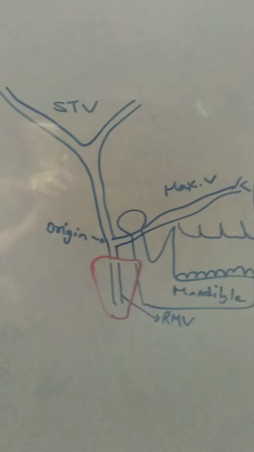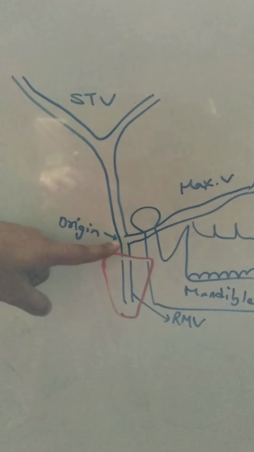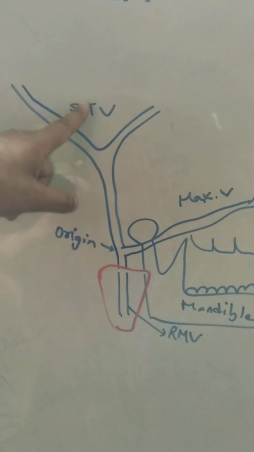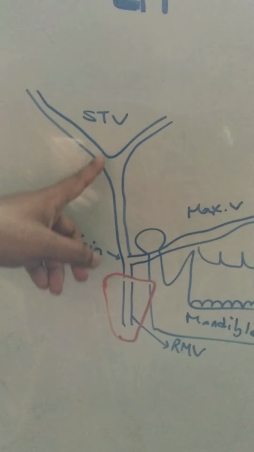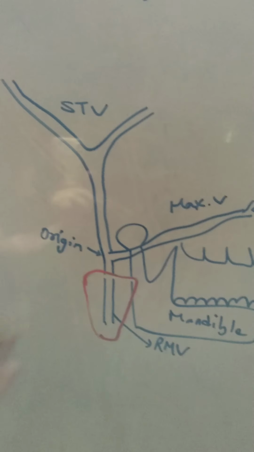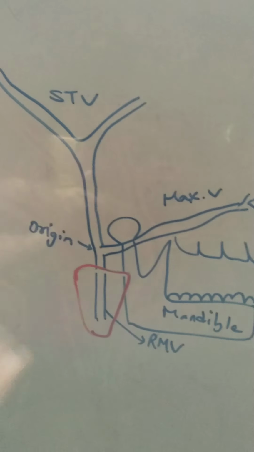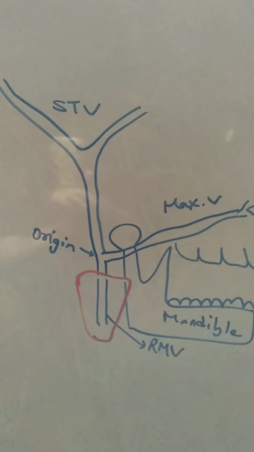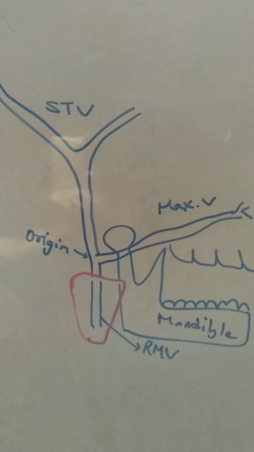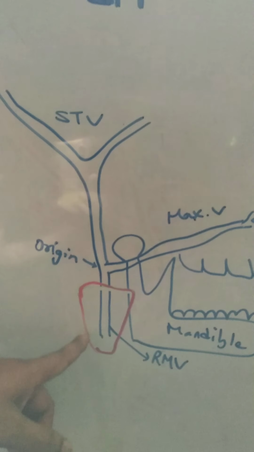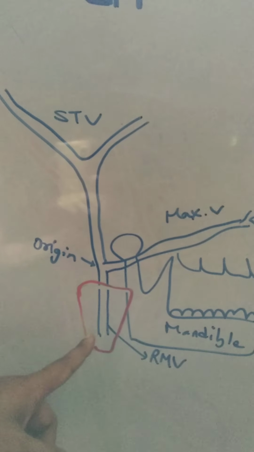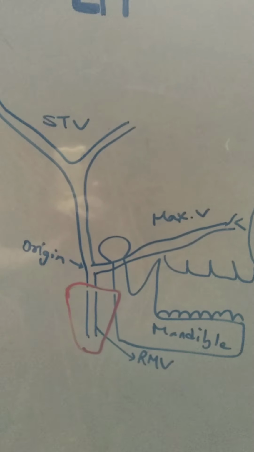The origin of this vein is very simple. It is at the level of neck of mandible by the joining of two veins, the maxillary vein and the superficial temporal vein. These two similarly named arteries, the maxillary artery and superficial temporal artery, are the terminal branches of external carotid artery. So within this parotid gland, the retromandibular vein is giving company to external carotid artery.